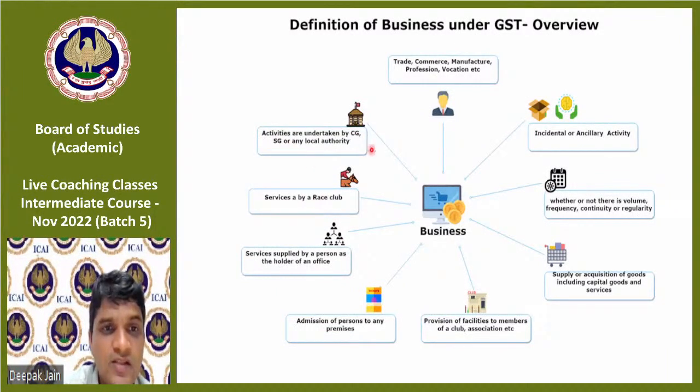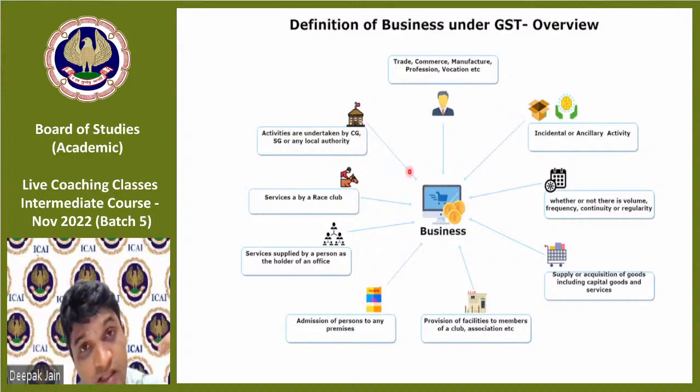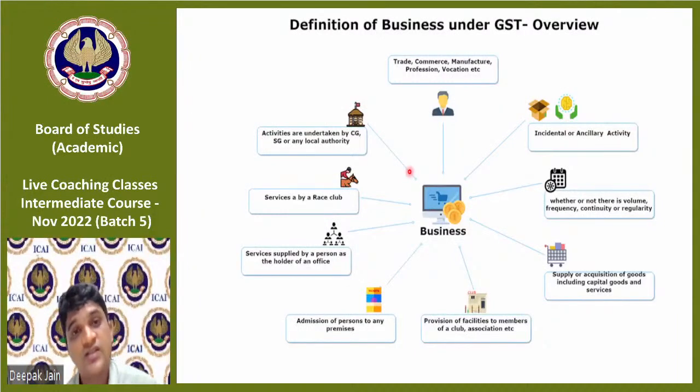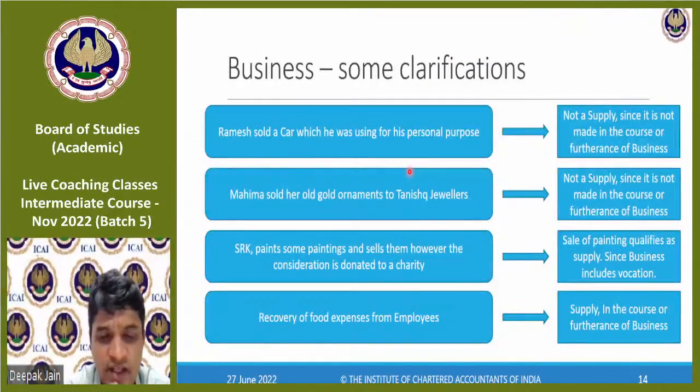Activities undertaken by the central government, state government, or any local authority are also covered under the definition of business. By that 7B, there is exclusion when they are provided as public authorities, but they are also under the business. They are covered under the definition of business, but because of the specific mention under 7B, 7.2, that is excluded, but otherwise it is all covered under the definition of business. Okay. Now some more clarification on this.